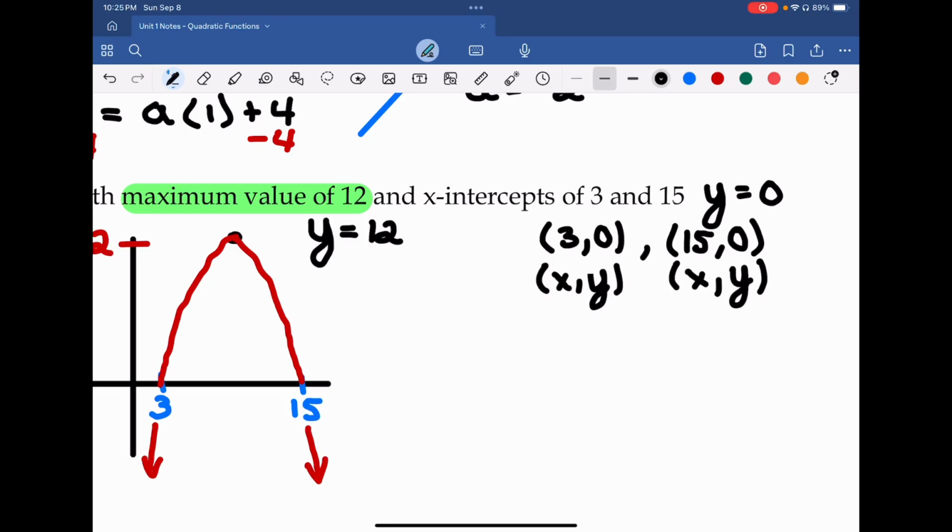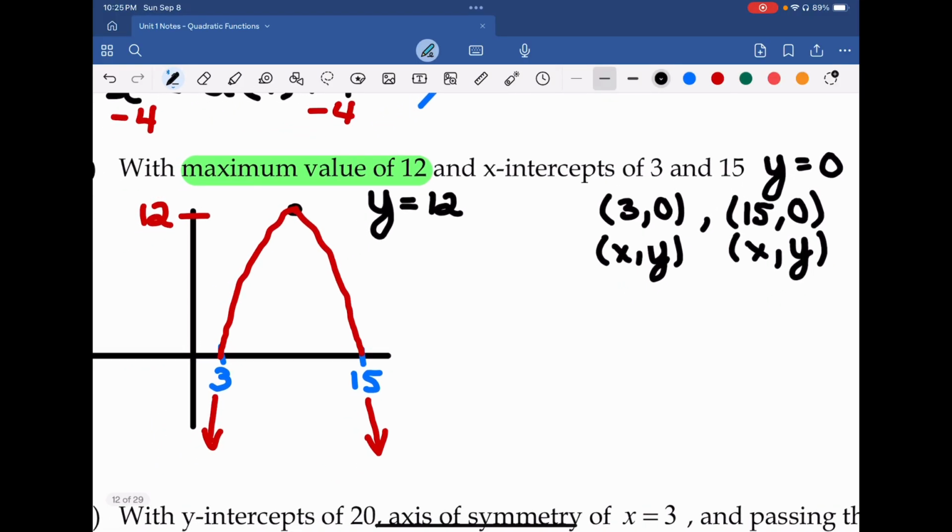Now, the only thing we need to figure out is what is this vertex? Well, the vertex, in terms of a p and q, we need to figure out what the x value is.